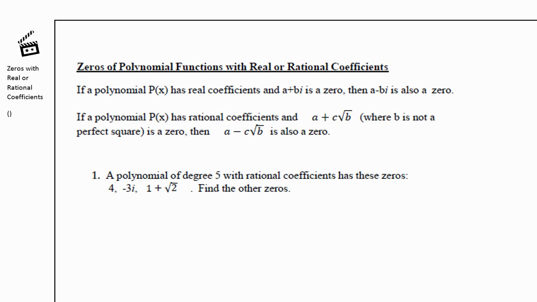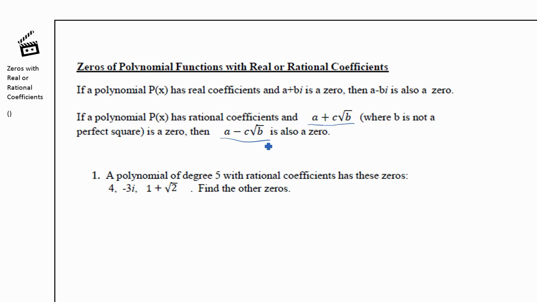And if you have rational coefficients, so if all the coefficients are rational numbers, then if you have something of the form a plus c times the square root of b, so if you've got a square root here, then you have to have its conjugate as well, just putting a minus before the square root.